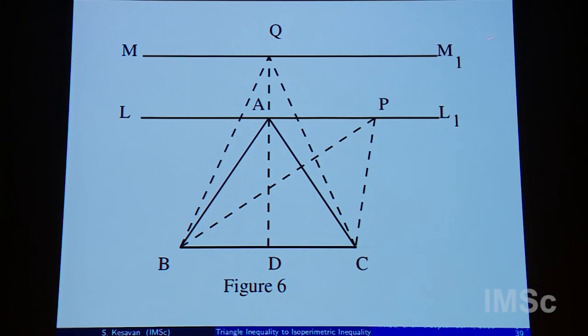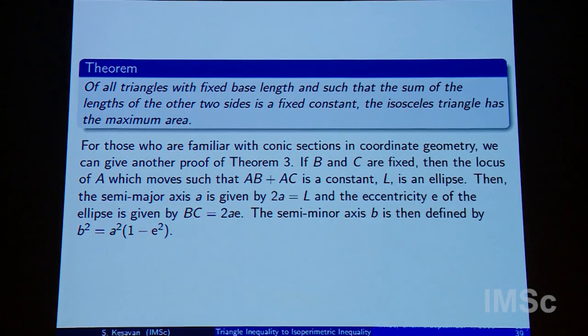If you take any other line so that the area is more, these will definitely be more than the sum of these two sides. So, again they are not going to qualify. So, if you want to have the same sum of the other two sides, you must look for a vertex in a line lower, which means the area is lower. So, the maximum area is only got by the isosceles triangle here. You can give another proof of this. So, of all triangles with fixed base length and such that the sum of the lengths of the other two sides is a constant, the isosceles triangle has the maximum area.